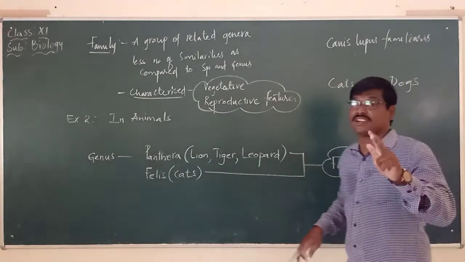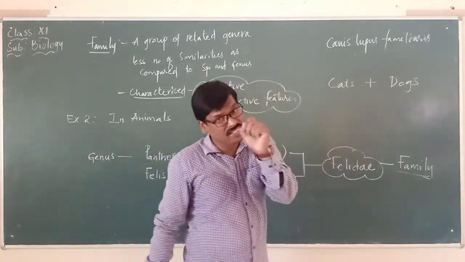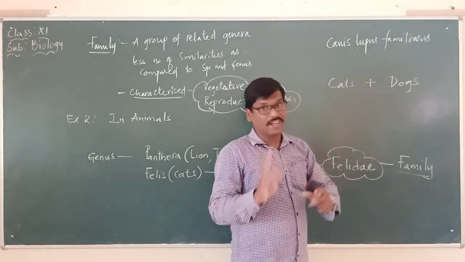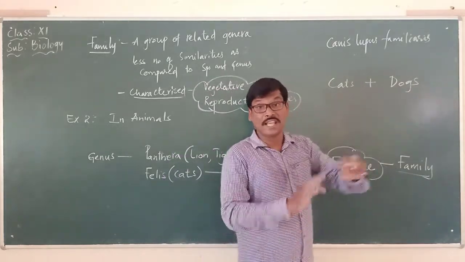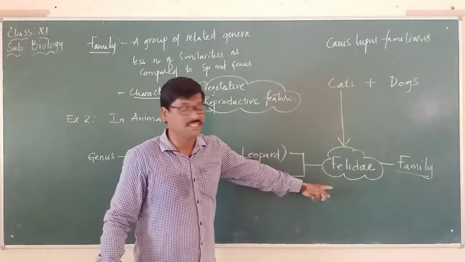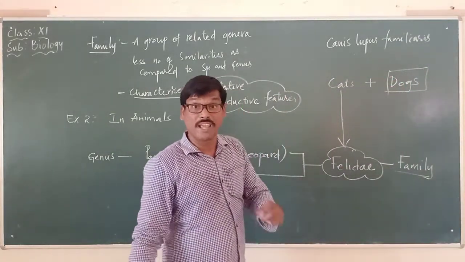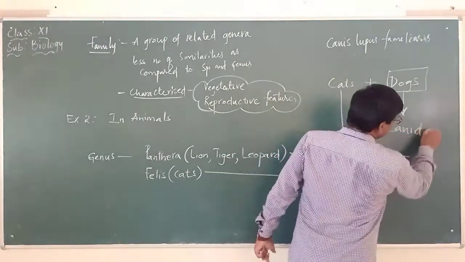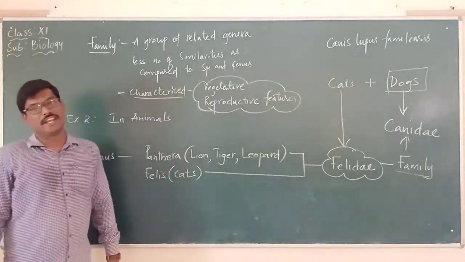But what we have to understand more clearly is that cats and dogs have some similarities, and also there are huge differences between them. But even though they share some similarities, the cats and dogs are placed separately. Cats, as we said, are placed in a family called Felidae, whereas the dogs are placed in another family called Canidae. Please remember, they are placed in another family called Canidae.